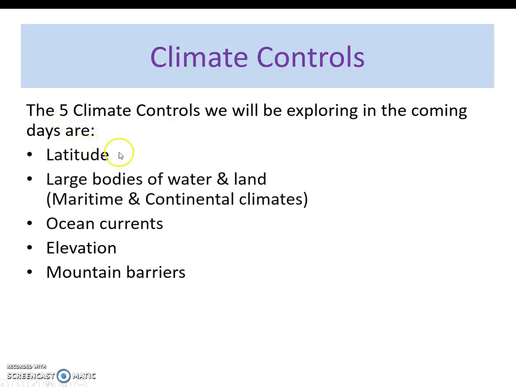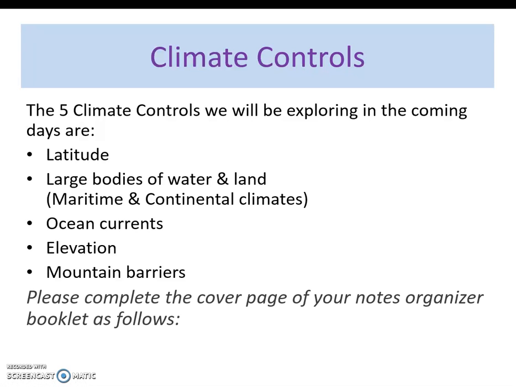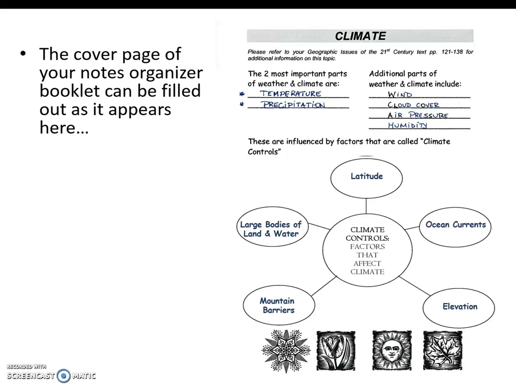The 5 climate controls we will be exploring are latitude, large bodies of water and land, ocean currents, elevation, and mountain barriers. And these should be getting written into the 5 petals of the flower that's at the bottom of your notes organizer page. So your cover page should end up looking like this.